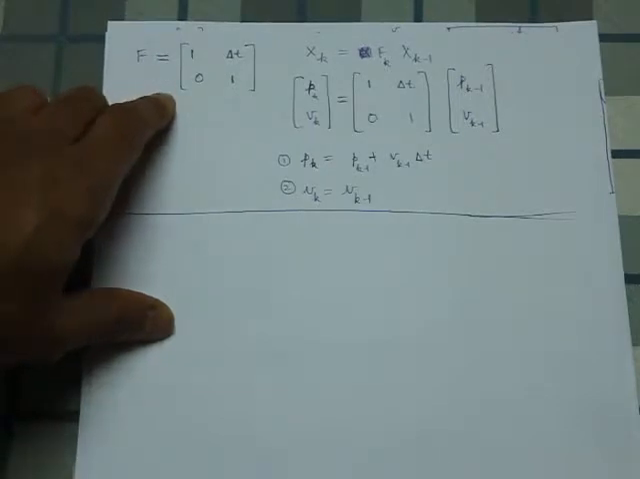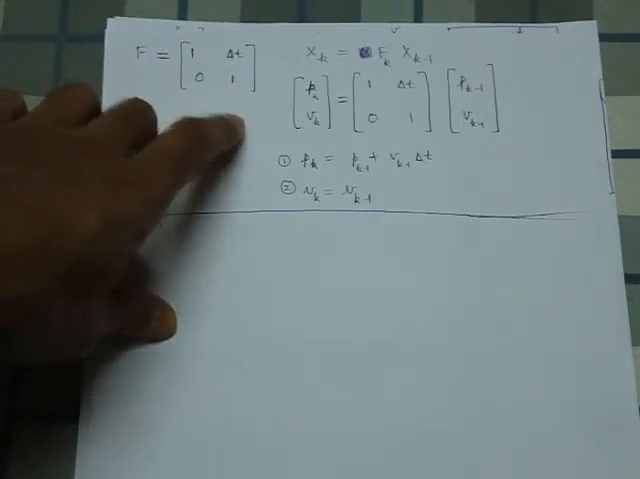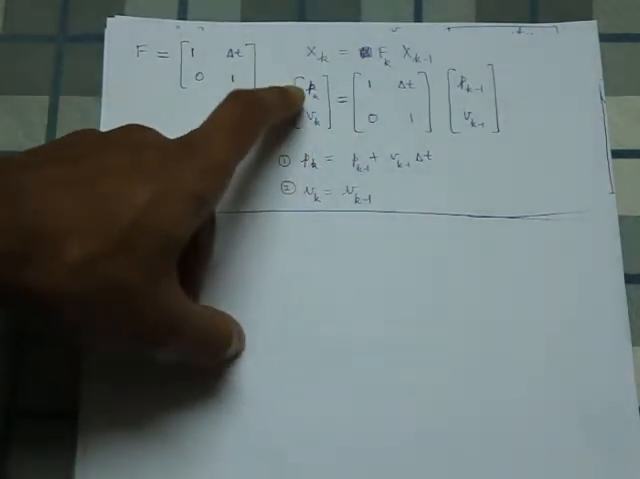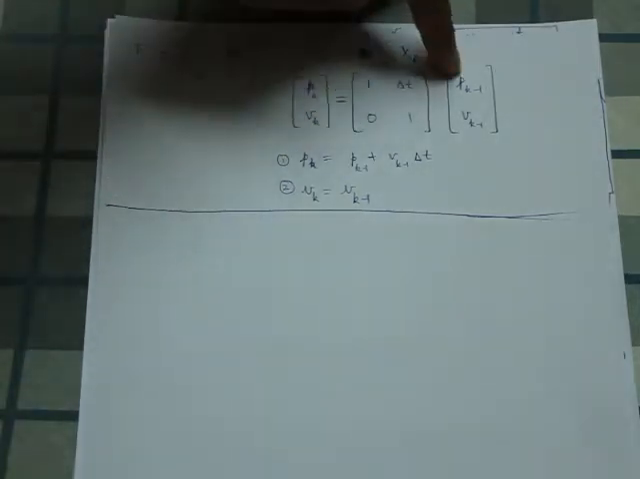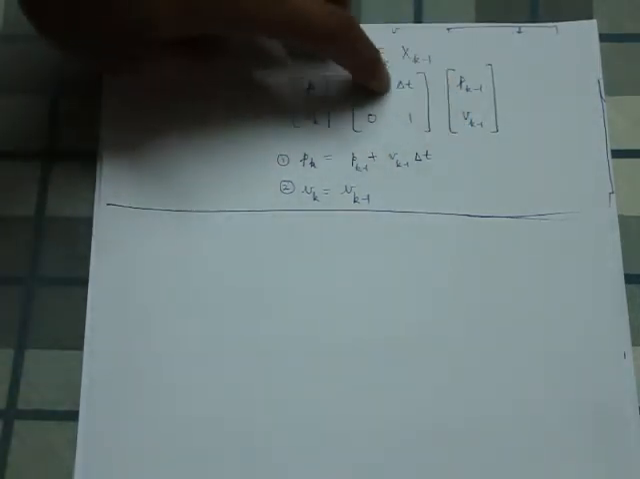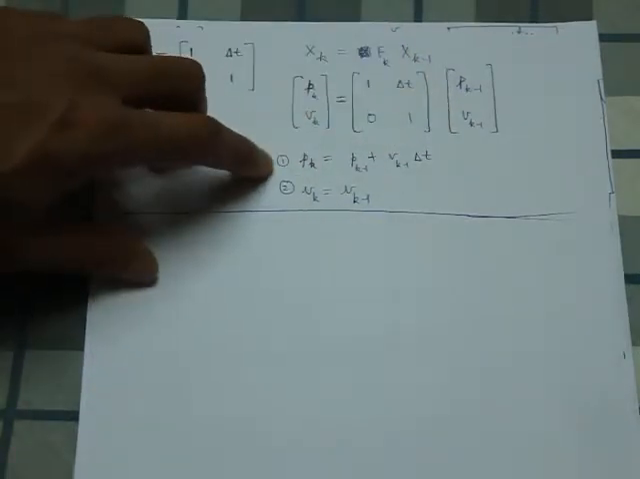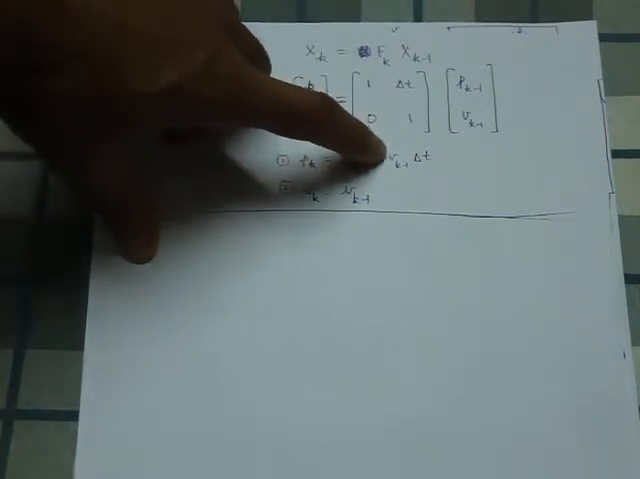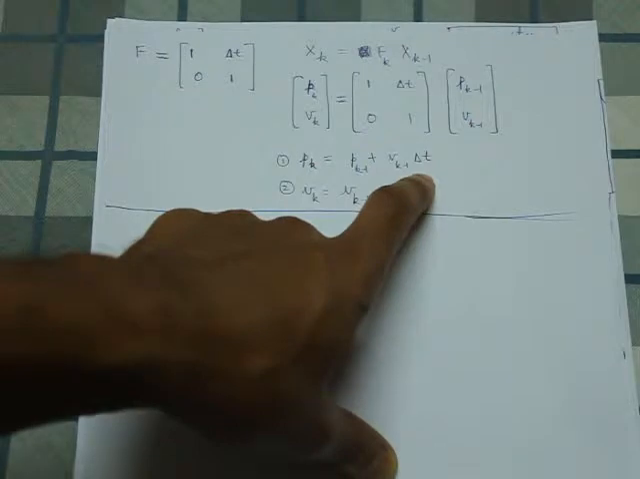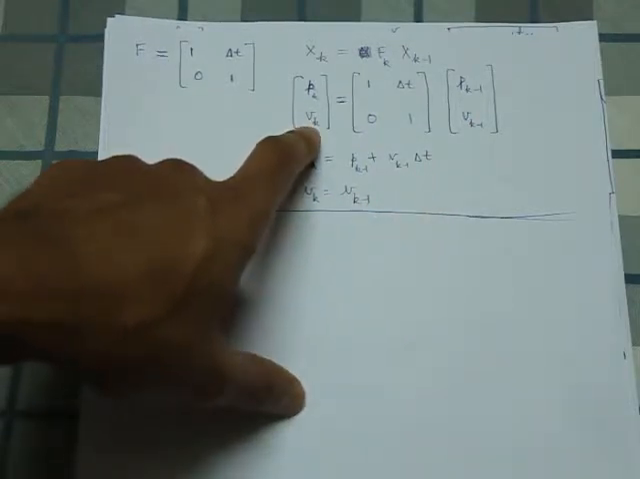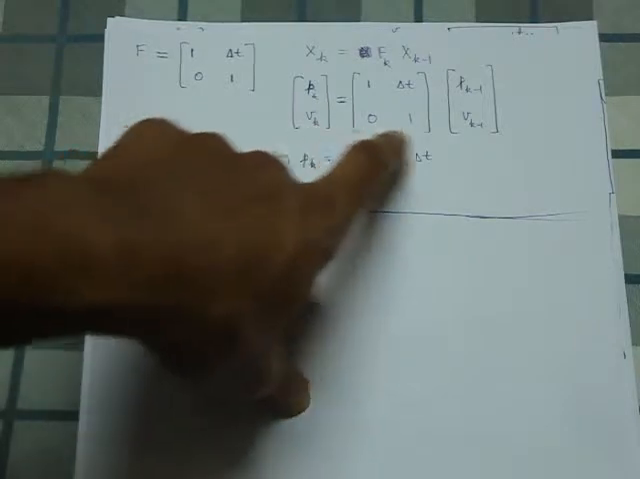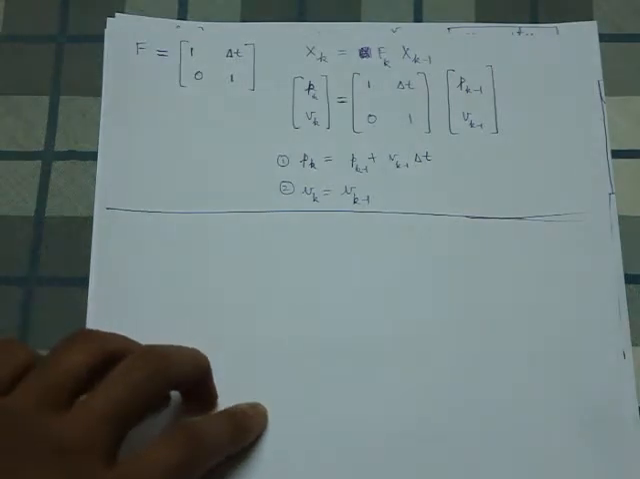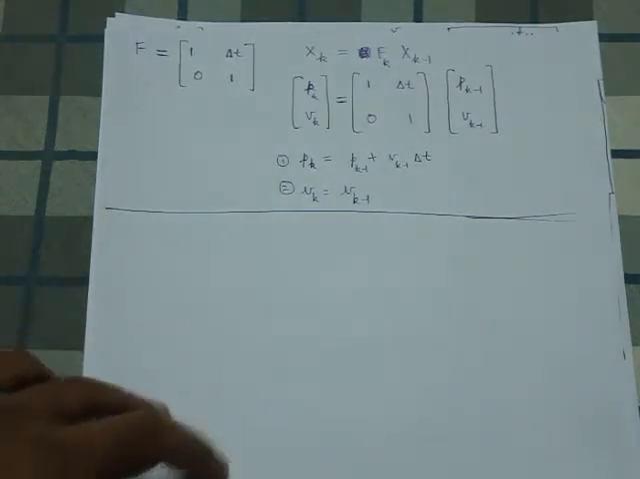The reason F takes the form 1, delta t, 0 and 1 is because of the mathematical model that we described earlier. If we take a look at the matrix multiplication, we can see that p k is equal to 1 times p k minus 1 plus delta t times v k minus 1, which is what we stated earlier. The position changes based on the previous position plus the velocity of the ball multiplied by the time step. And in the case of velocity, the next time step's velocity will remain the same as the previous time step's velocity. So that's what F becomes. F is the state transition matrix.